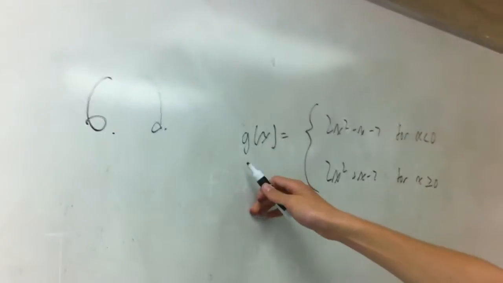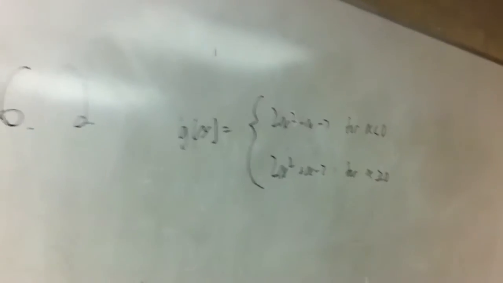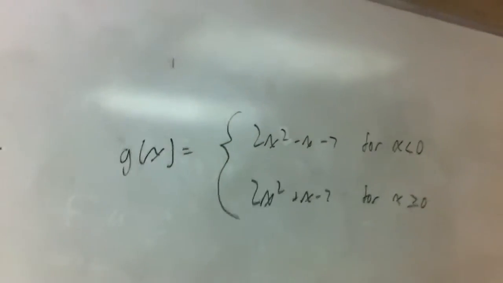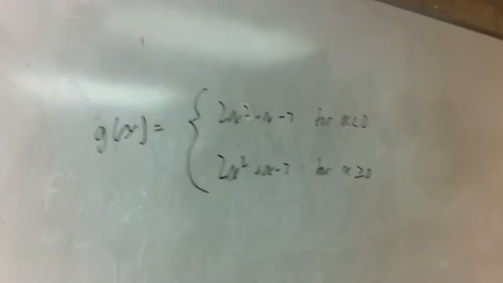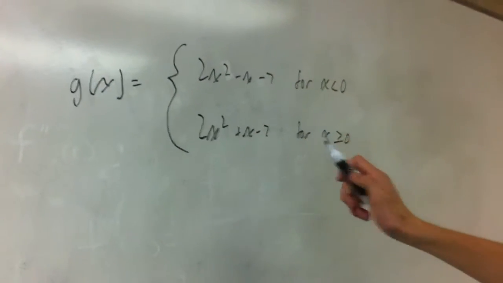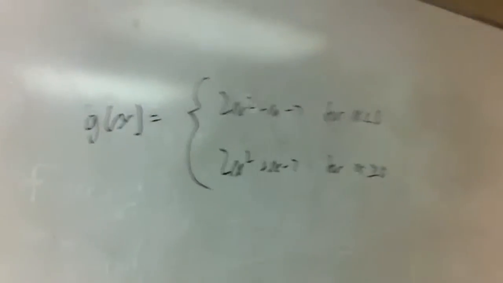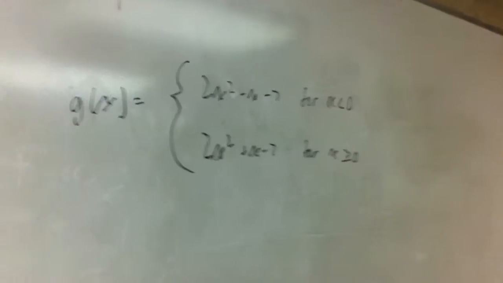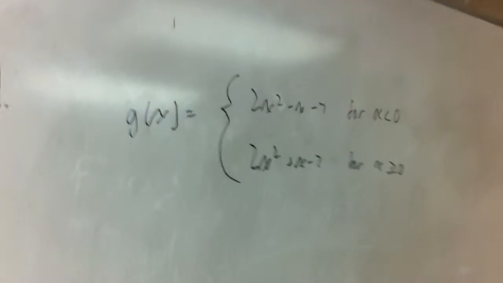So in 6D, they throw this function g of x at us, which is annoying because it's piecewise, but there's nothing we can do. So we just have to deal with it. So g of x is this, and they're asking us if it's possible that g of x and f of x are the same function.